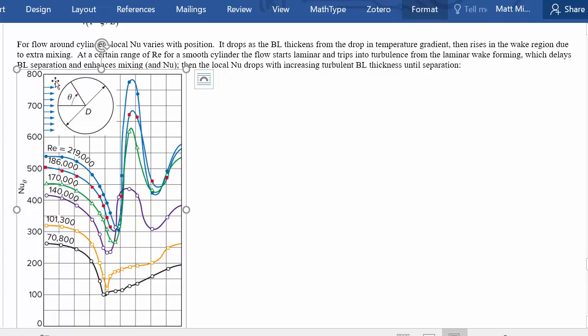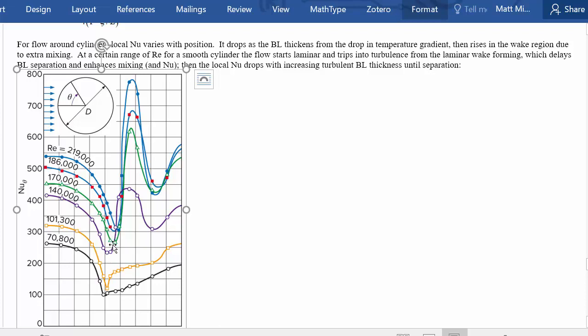As you move around the object, that boundary layer increases in thickness, and then you end up with again a lower temperature gradient because of that increase in thickness. But eventually what happens is you have flow separation, and that leads to increased mixing, which makes up for the fact that the total boundary layer thickness is larger. You've got extra mixing, which is moving away heat right at the surface in that wake region, even in laminar flow there.